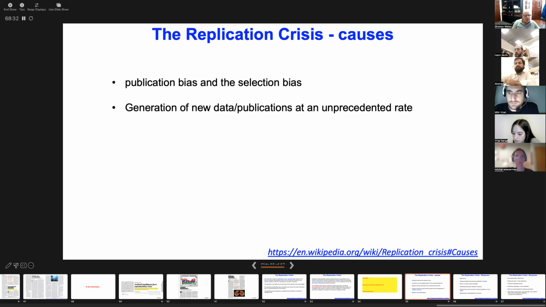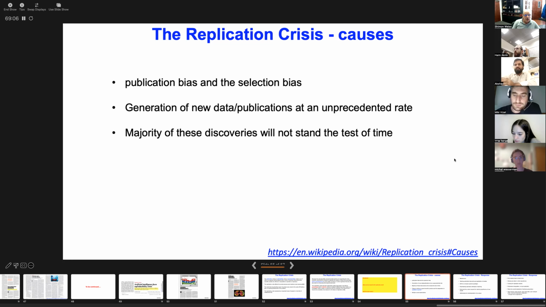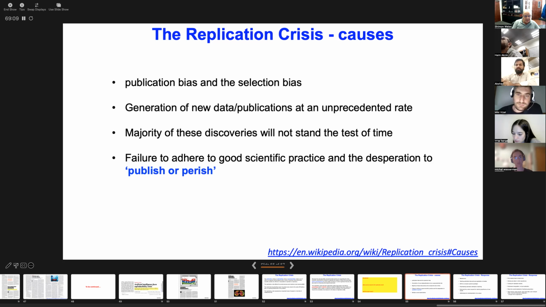And just think about what is happening in China and in India, countries that traditionally were not very strong in science are now getting much stronger. And basically, we have lots of journals popping up, all new journals popping up all the time, and we are generating scientific information at an unprecedented rate. Obviously, a lot of it is not good, and we don't have all the checks and balances. The majority of these discoveries will not stand the test of time.